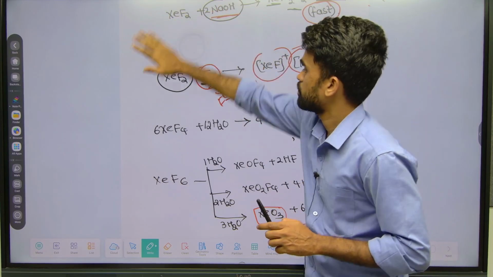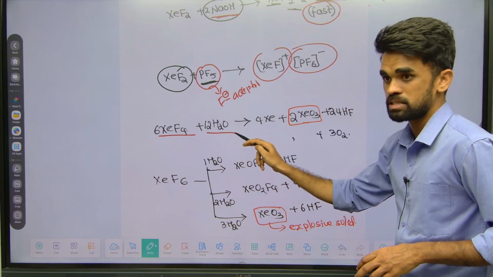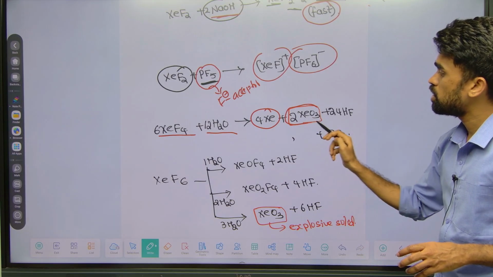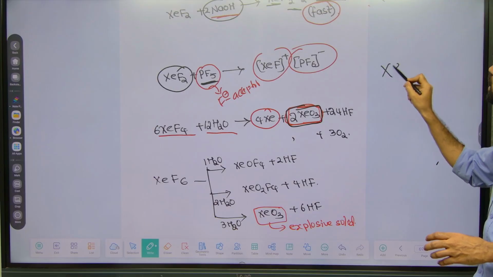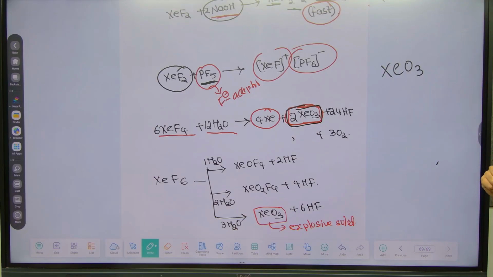Next, xenon tetrafluoride upon hydrolysis produces xenon plus XeO3. What is the geometry of this XeO3? Xenon is in the 18th group, so 8 valence electrons, 8 by 2 is 4. So 4 means sp3 hybridization.